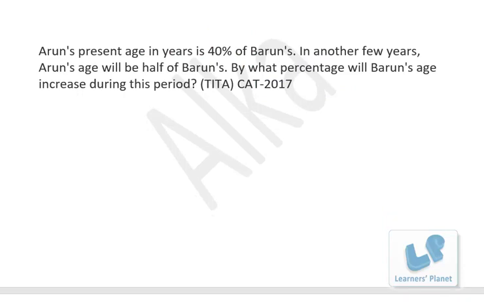Arun's present age in years is 40% of Barun's. In another few years, Arun's age will be half of Barun's. By what percentage will Barun's age increase during this period? Okay, so 40% is basically what? It is 2 by 5, right? So we can say the ratio of Arun and Barun is 2:5.